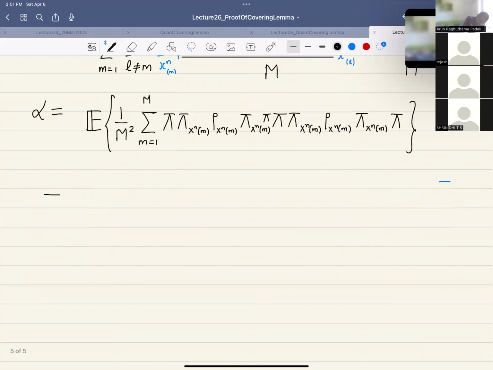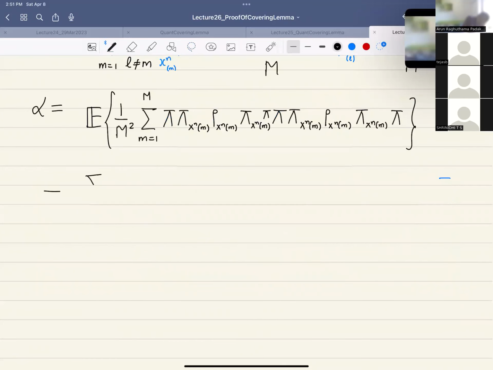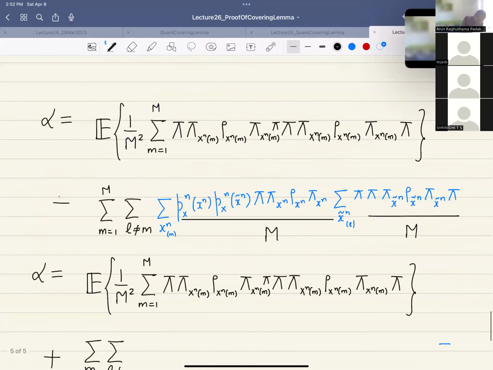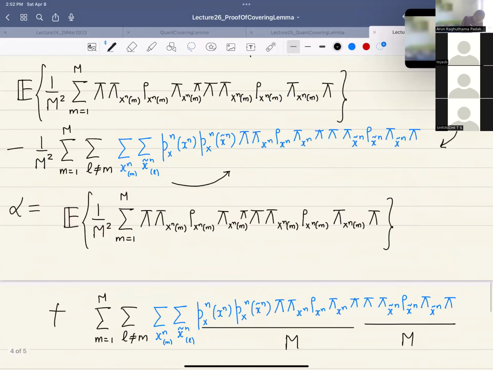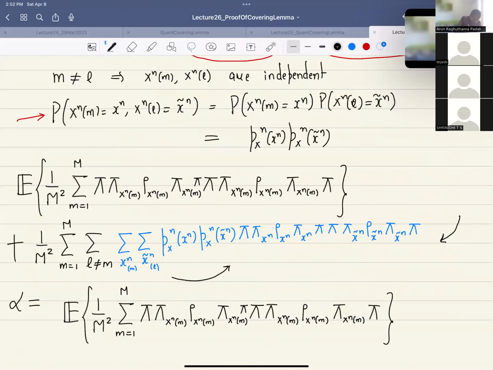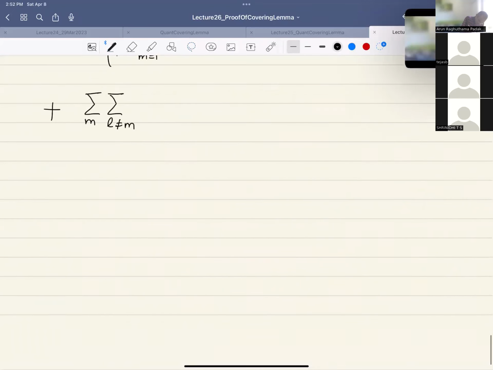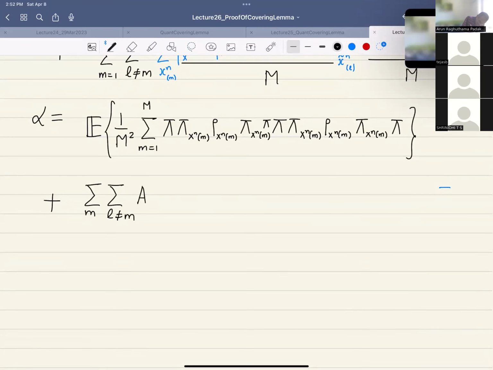I claim this is, sum over m, l not equal to m. Oh, this is plus. Sum over l not equal to m, A_m bar dagger A_l bar. Yeah, tell me what's your question.